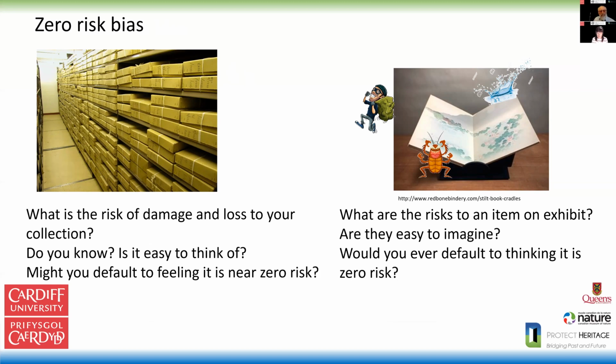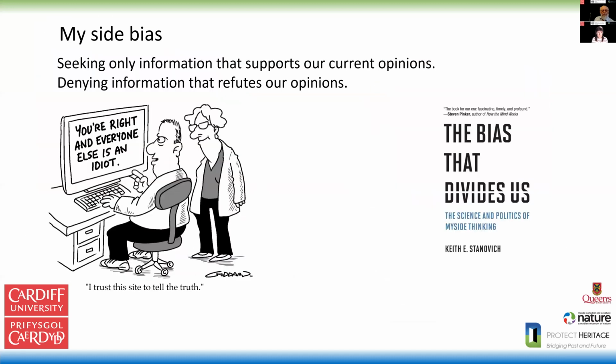And we might ask ourselves, do we know what the risk of loss of items, or loss of value to some of these items, would be? Is it easy to think of? Might you default to thinking it's near zero risk, at least in your intuitive thinking, in a sense, out of sight, out of mind? On reflection, is it reasonable that we should think that the risks to one single item on exhibit are higher than the combined risk to the collection in storage?